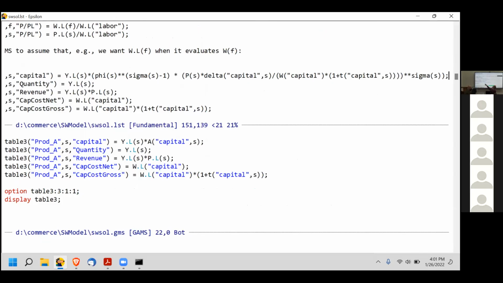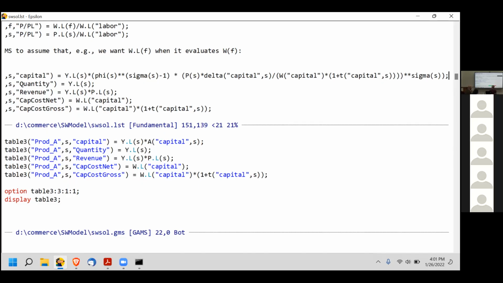So here we say the capital demand in the sector S is the compensated demand times the activity level. And up above, what it actually generates is y.L times, and that puts in this phi times sigma, all that stuff, and that's what gets substituted in for the A. That's the macro. The macro A gets expanded.